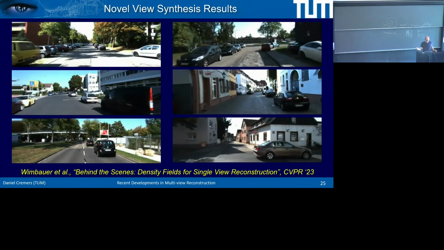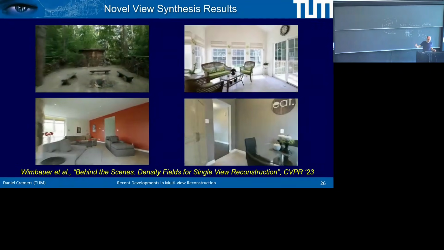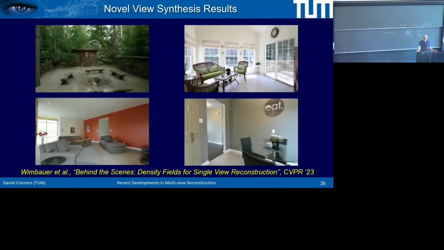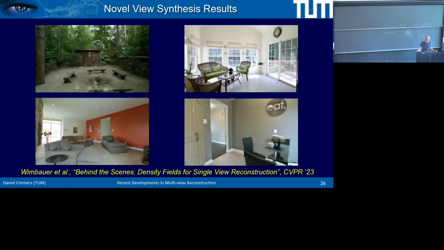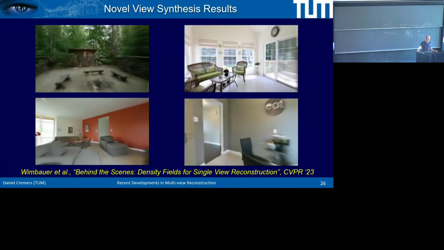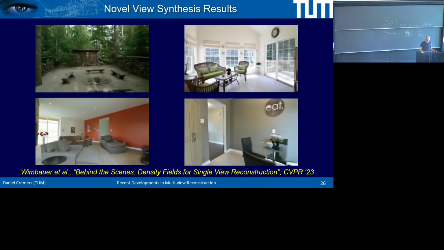And then you can ask, does this work only on self-driving? The answer is no. So we can also show it works on random other environments, indoor or outdoor, where we can do density predictions that give us 3D, and we can generate novel views.